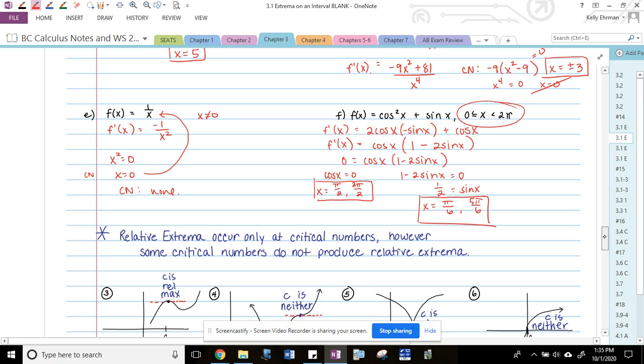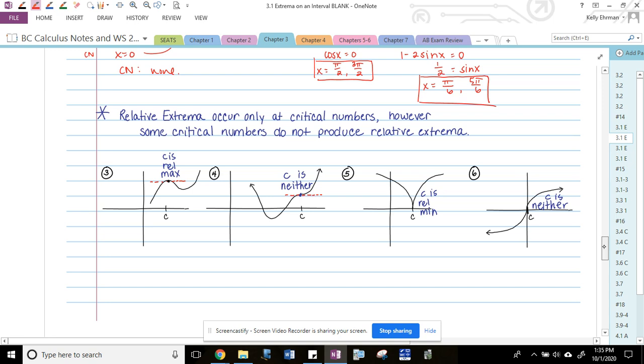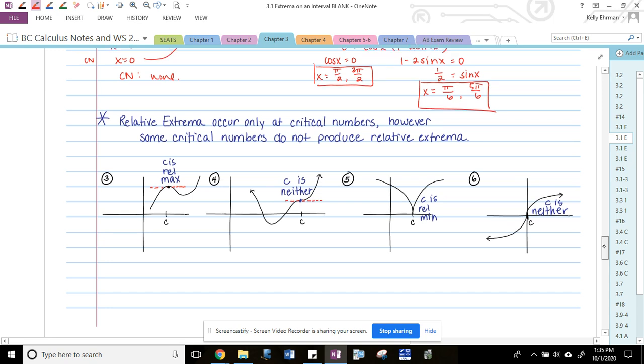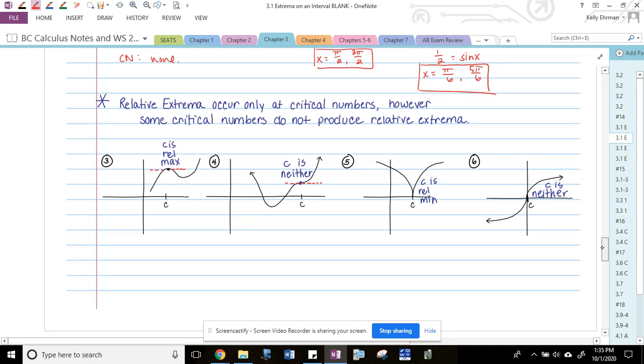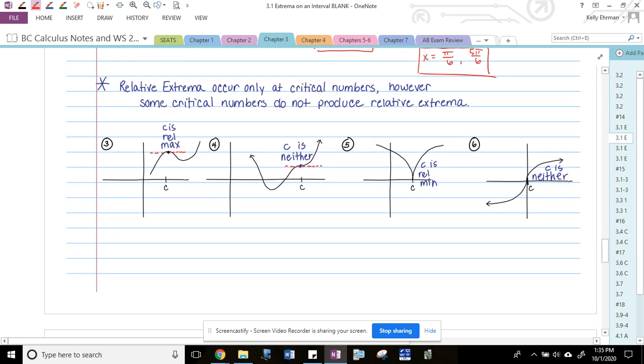Relative extrema, relative max or mins, they can only occur at critical numbers. Sometimes you find a critical number and there is no relative extrema. So here are some examples. Here's a relative maximum, and so the critical number where the derivative gave you 0, that is a relative max. So that's where it works out.